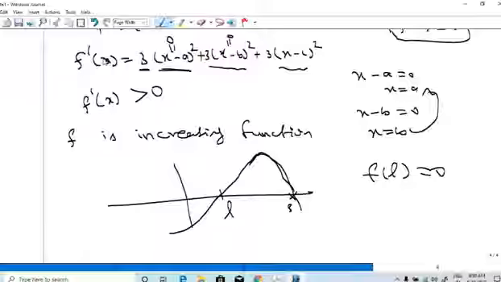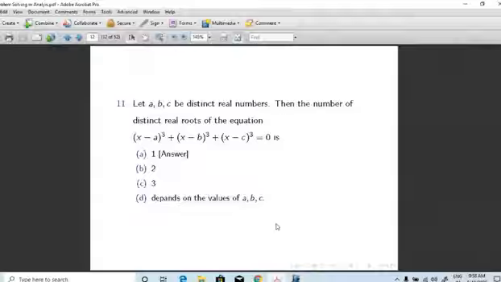Suppose it has 2 real roots. This is a continuous function, therefore either the graph looks like this or like this. In both graphs the function is not increasing, but we know that f is increasing. Therefore this function f should have exactly one real root. Two real roots would be contrary to the increasing function. Therefore the number of distinct real roots is 1.